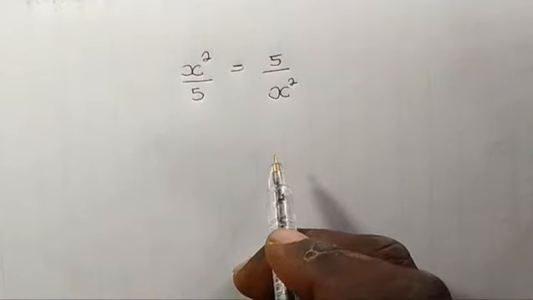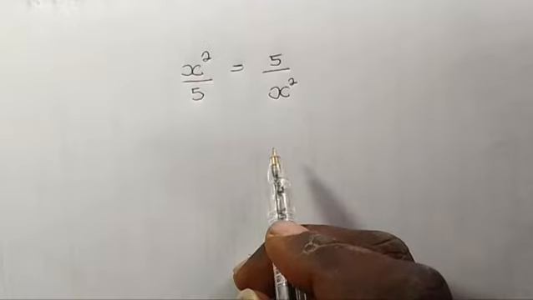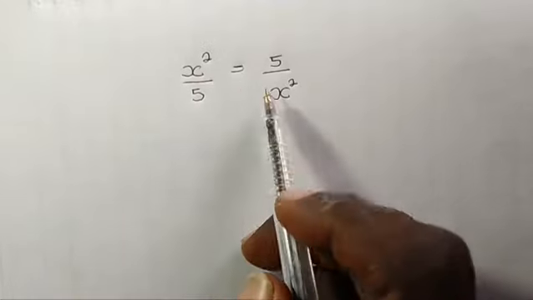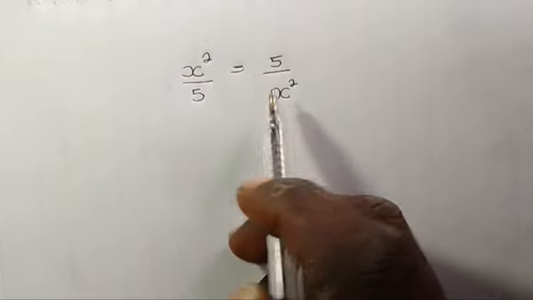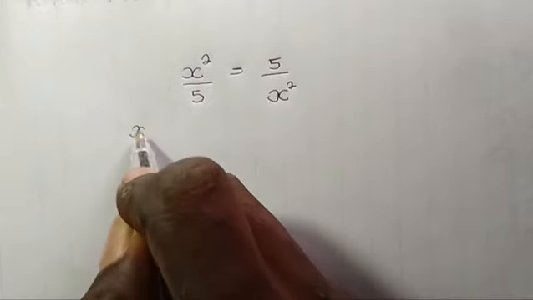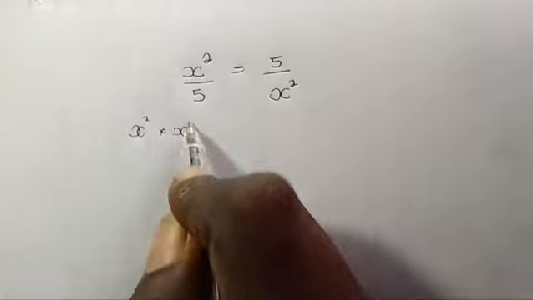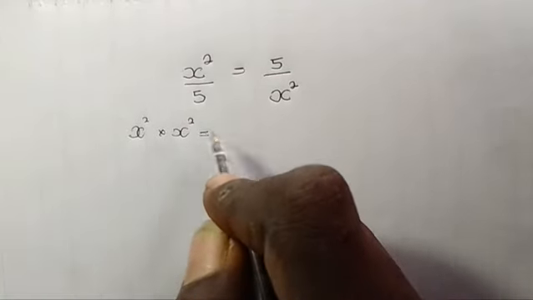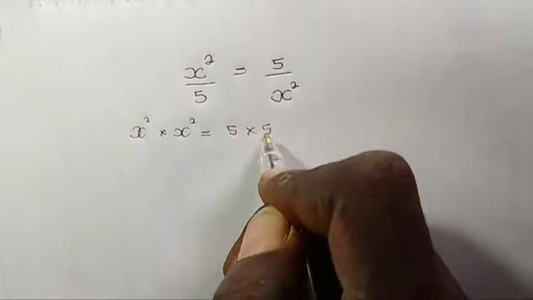Looking at this nice algebra equation, how do you solve for all values of x? Now, firstly, let's cross multiply. When you cross multiply, we are going to have x raised to the power of 2 multiplied by x raised to the power of 2 is equal to 5 multiplied by 5, right?